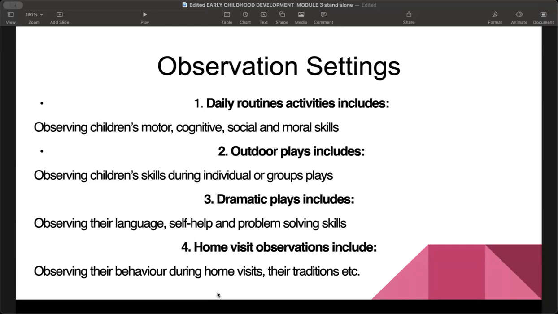So these are different settings that we can do observations in, and it would give us a little bit more of an insight into the child besides him just sitting quietly at an activity in your classroom. It can happen in the classroom, like we're saying in point number 1, daily routines. Then in point number 2, it can happen outdoors while they are playing or in the sports time of the year, or number 3, dramatic plays when they are participating in the concerts and in the different programs that come up. Or number 4, if you have the time and the energy, you go around to each child's house, and you visit them at different times just to get a better understanding of their background.